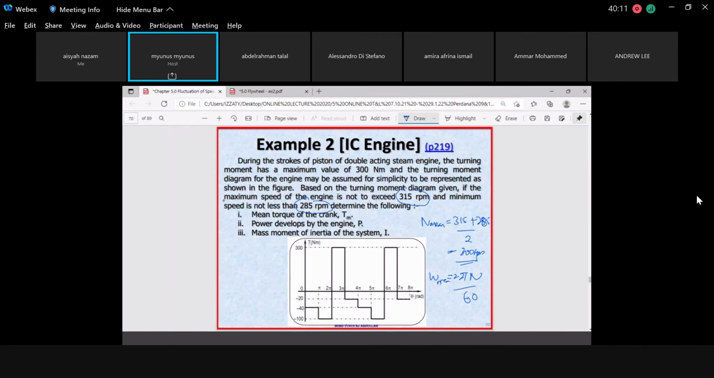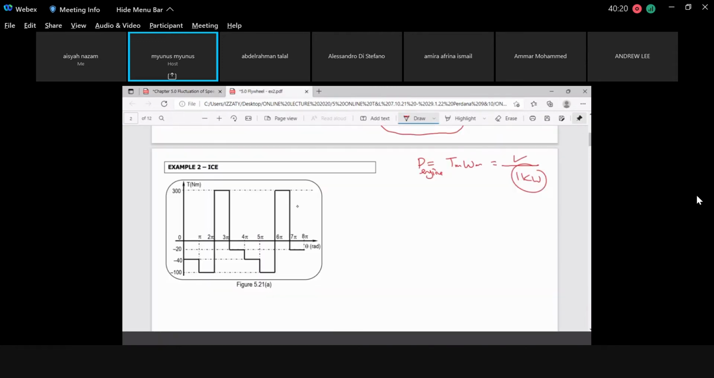The power developed, correct, the mean, correct. We've done this one, power, correct, and last but not least is the mass moment of inertia, I. From beta E equal to E max minus E mean is equal to I alpha omega mean squared. If you want to define I here, you just rearrange the equation, so beta E divided by alpha omega mean squared is equal to E max minus E mean, divided by alpha omega mean squared.